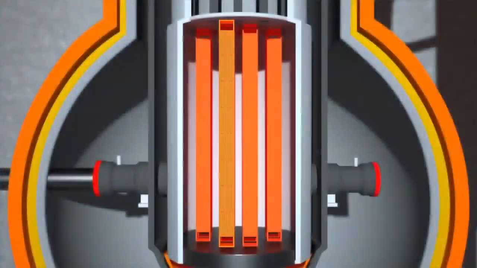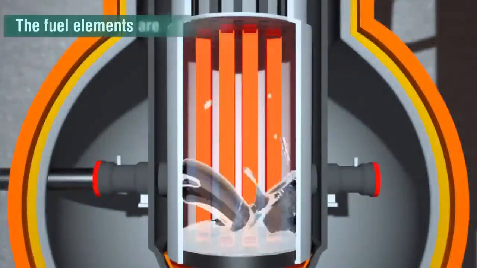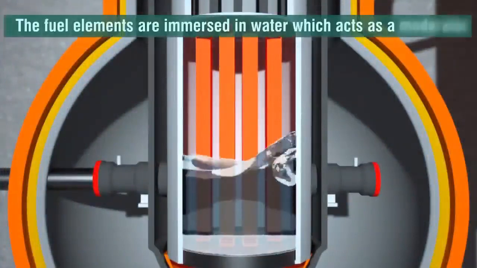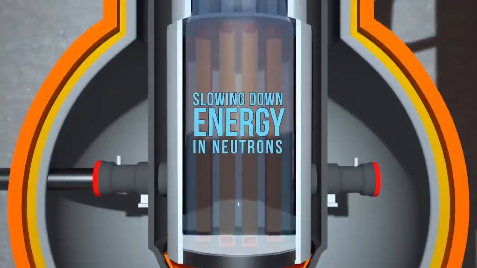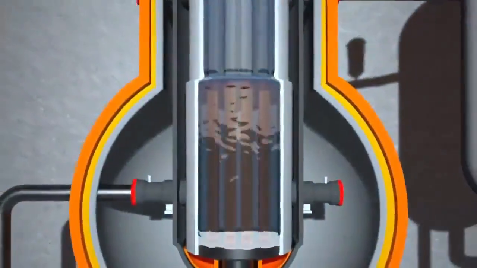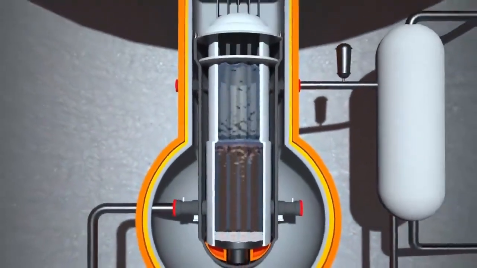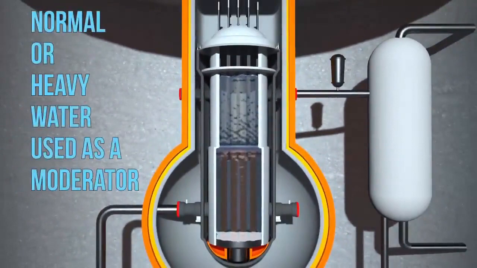The fuel elements are placed inside the reactor core. The fuel elements are immersed in water, which acts as a moderator. The moderator is essential in slowing down the energy of neutrons in nuclear reactors, which are produced during the fission process by the fuel elements. Normal or heavy water is generally used as a moderator.